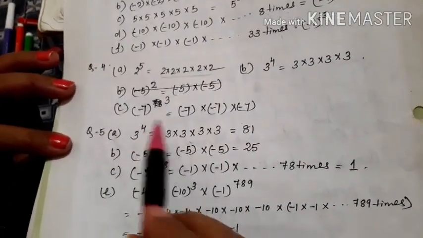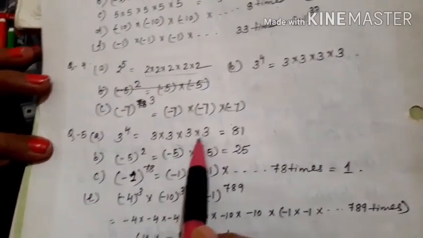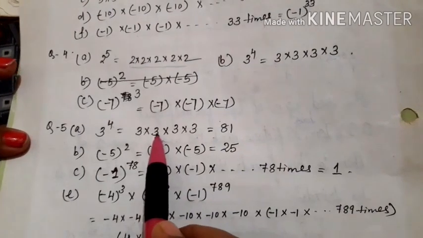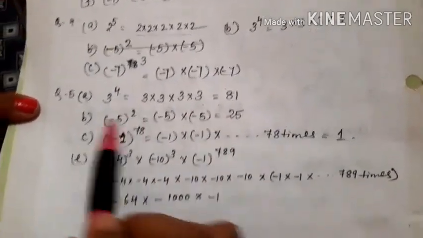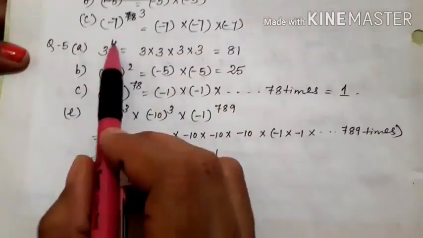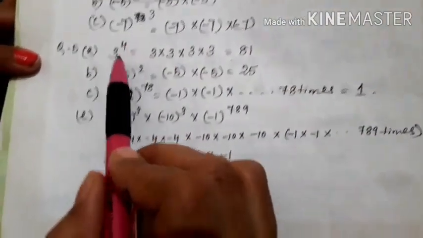3 to the power 4. It means 3 multiplied by itself 4 times. Then what is its value? 3 into 3, 9. 9 into 3, 27. 27 into 3, 81. Okay. Don't multiply like this: 3 into 4, 12. This will be wrong.